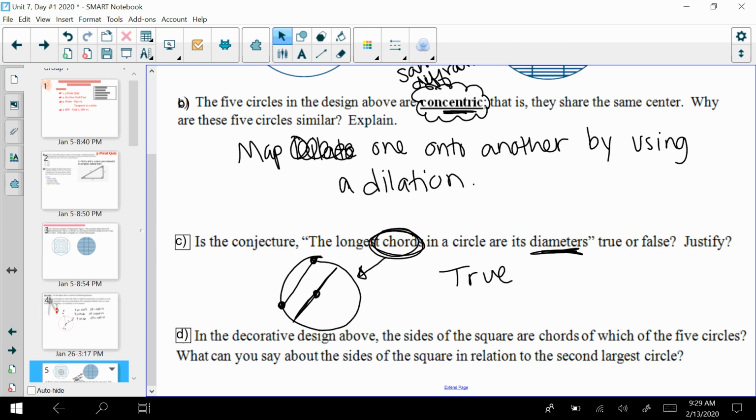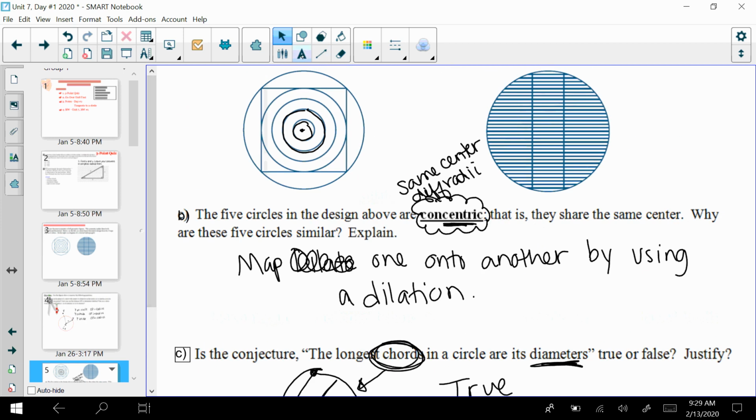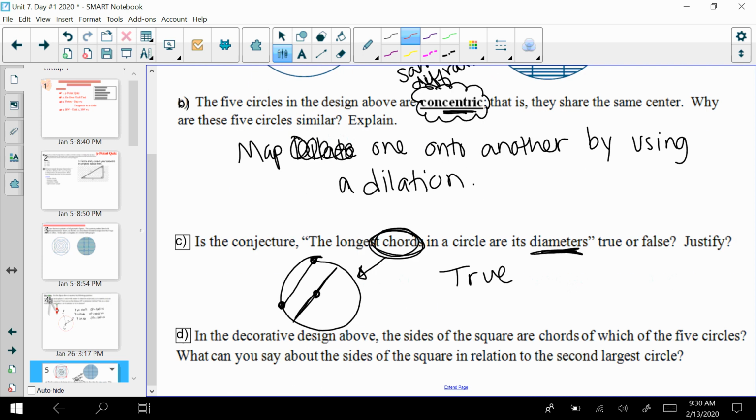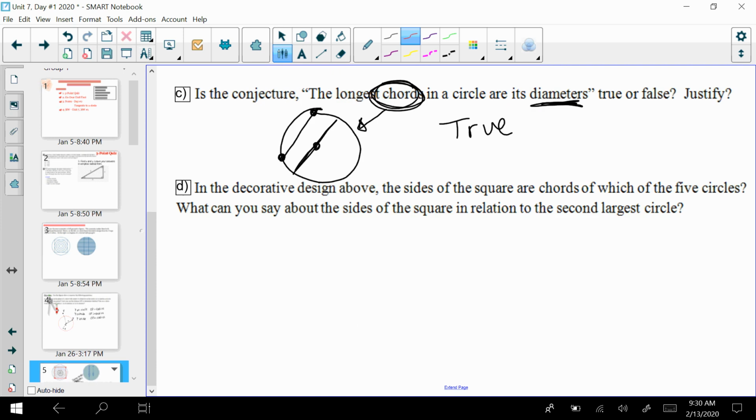And in the decorative design above, the sides of the square are chords of which of the 5 circles? So it's talking about these sides of the square. Here they are. Which one are they chords of? They're chords of the largest circle, right? They're segments that are inside that largest circle. So they are chords of the largest circle.